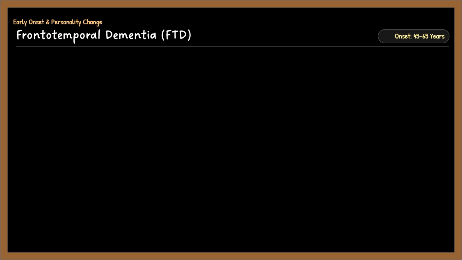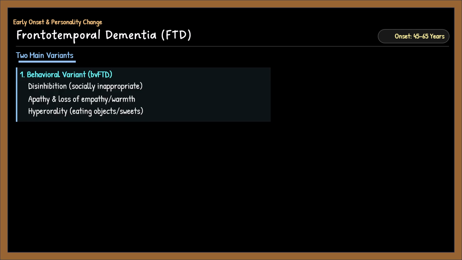We'll discuss frontotemporal dementia. This dementia is characterized by an earlier age of onset and personality change. Now, there are two main variants, and the first one is the one that you'll most likely be tested on. And this one is the behavioral variant. So in these patients, they're going to show disinhibition. They're going to be socially inappropriate. There's going to be apathy and loss of empathy, and they're going to be eating things that they shouldn't.